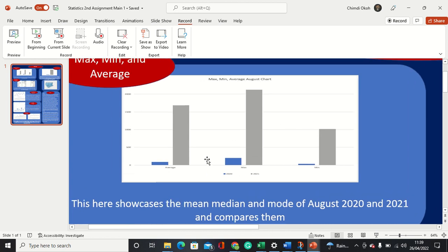Hi. So this graph showcases the average, max, and min of the August COVID cases for both years. The blue represents 2020 while the gray represents 2021. And what we can see here is that 2021 is much, much larger than 2020 in every single aspect.